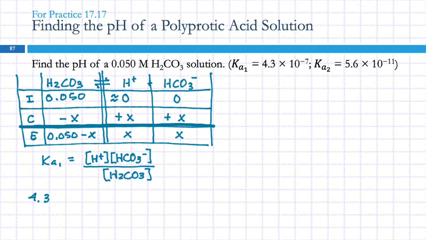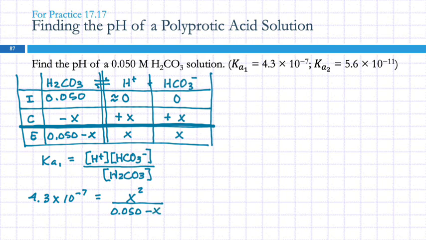4.3 times 10 to the minus 7, and that will be equal to, and we're going to plug in our expressions from the equilibrium row. So we've got X times X, X squared, divided by the concentration of carbonic acid, which is 0.050 minus X.